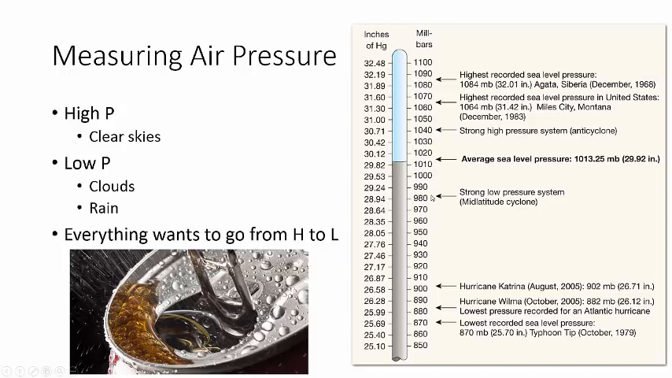Right? Strong low pressure system, mid-latitude cyclones. We're going to get into those. I think that's chapter 8 or 9. Can't remember. But we'll get into that. But then what's down here? Oh, Hurricane Katrina. Around 900, 902. Hurricane Wilma. Same year as Katrina. Lowest pressure recorded in the Atlantic for an Atlantic hurricane. Lowest recorded sea level pressure here, Typhoon Tip.